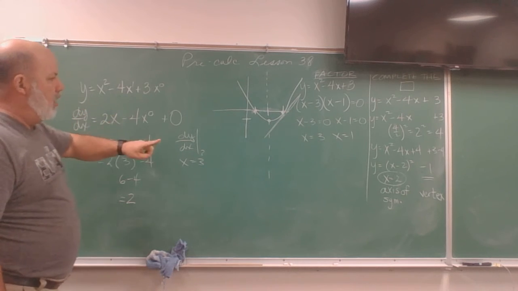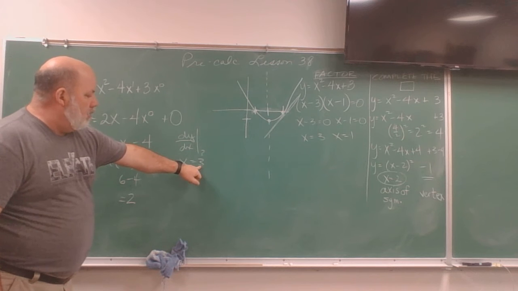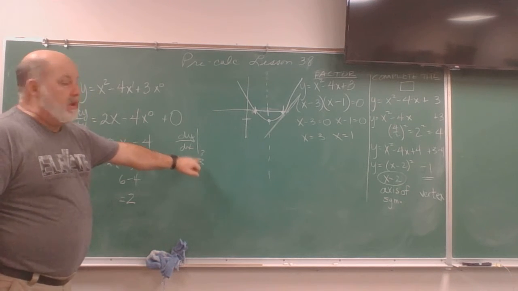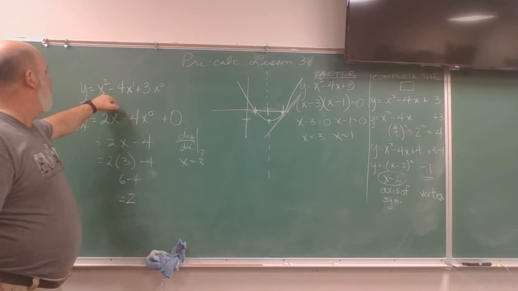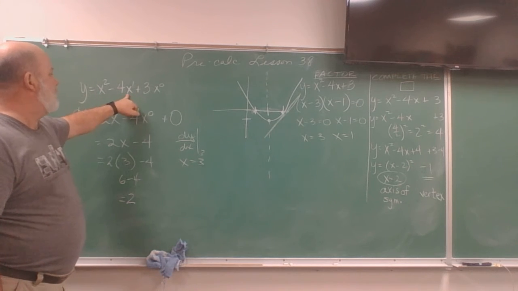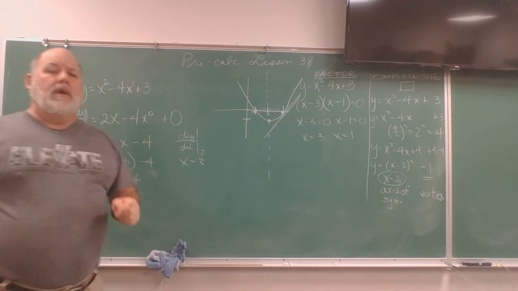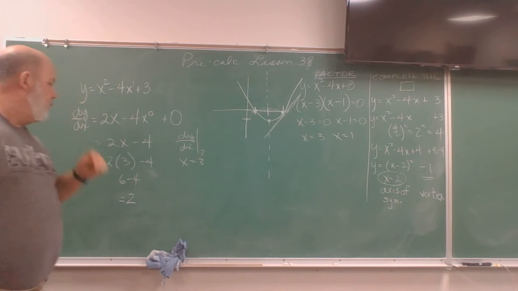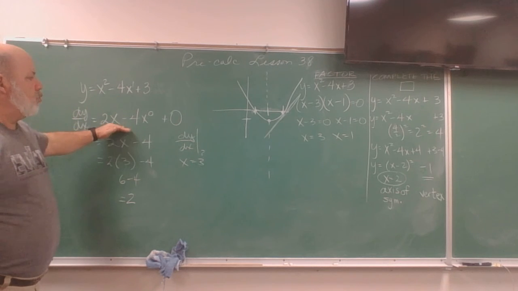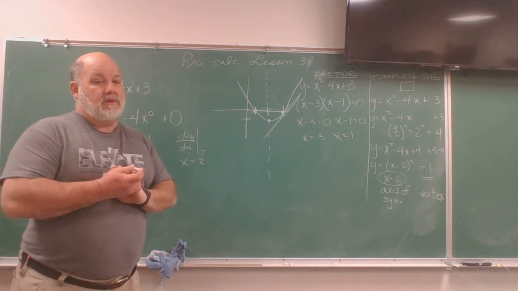One thing I need to point out, a common mistake people will make is they'll say, oh, all I have to do is take this 3 and plug it in up here. 3 squared, that's 9. 4 times 3, that's 12. 9 minus 12, that's negative 3. Plus 3, you get 0. It doesn't help. Don't plug the 3 in to begin with. Take the derivative, then plug in 3. And that will give you the answer to this question.